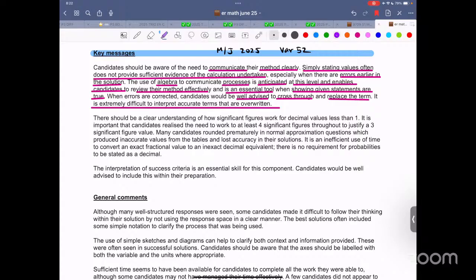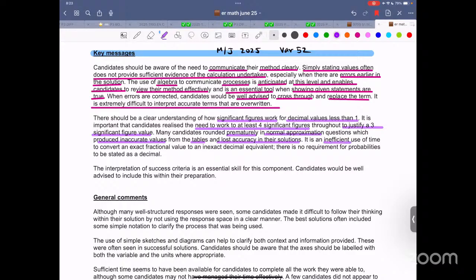There should be a clear understanding of how significant figures work for decimal values less than 1. It is important that candidates realize the need to work to at least 4 significant figures throughout to justify a 3 significant figure value. Many candidates rounded prematurely in normal approximation questions, which produced inaccurate values from the tables and lost accuracy in the solution. There are no half marks. You lose accuracy, you lose 1 mark. The complete paper is just about 50 marks. So you don't have any margin of losing marks.